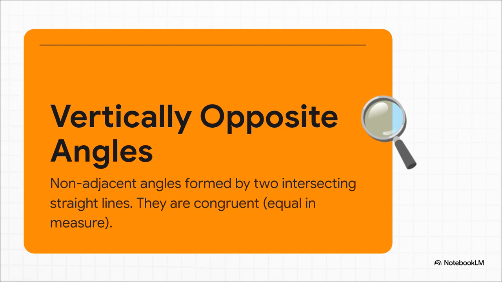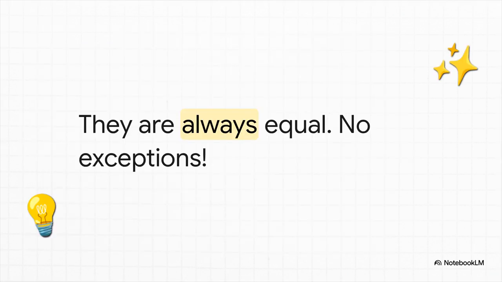Now that definition sounds pretty formal, but the rule itself is incredibly easy. Non-adjacent just means they aren't next to each other, and congruent is just the fancy geometry word for equal. And that's it. That's the whole rule. They are always equal. No ifs, ands, or buts. So if you know one angle is, say, 110 degrees, you instantly know the one directly across from it is also 110 degrees. It is such a great shortcut.